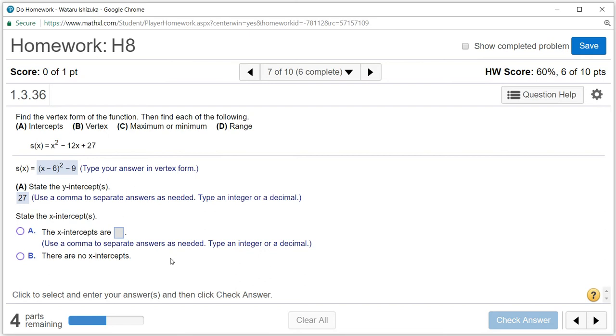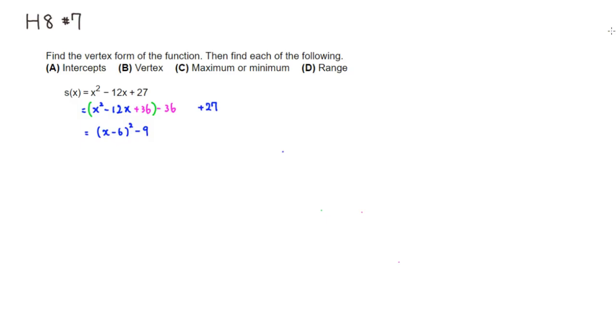Then state the x-intercepts. To find the x-intercepts, we have to set the function equal to 0, then solve for x. Actually, I'm going to start from here and set this equal to 0. Then I'm going to add 9 to both sides. So you have quantity x minus 6 squared is equal to 9, since the 9's cancel out on the left. Then we can take the square root, so x minus 6 is plus or minus the square root of 9, which is 3.